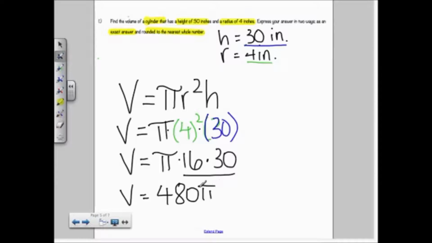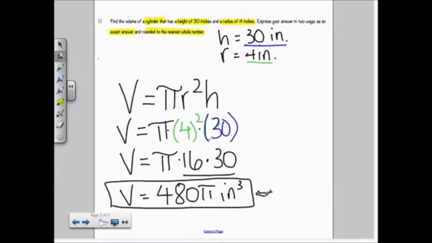Remember, I don't want to multiply out by pi because if I do, I'm eventually going to have to round, because there's no way that I could write out every single possible digit for this answer. So my answer right here would be 480 pi inches cubed because it's a three-dimensional figure, and that's my exact answer. So I want you to label that this is the exact answer. All right. But then it also asks you, so we'll call this A. So this is the answer to part A.